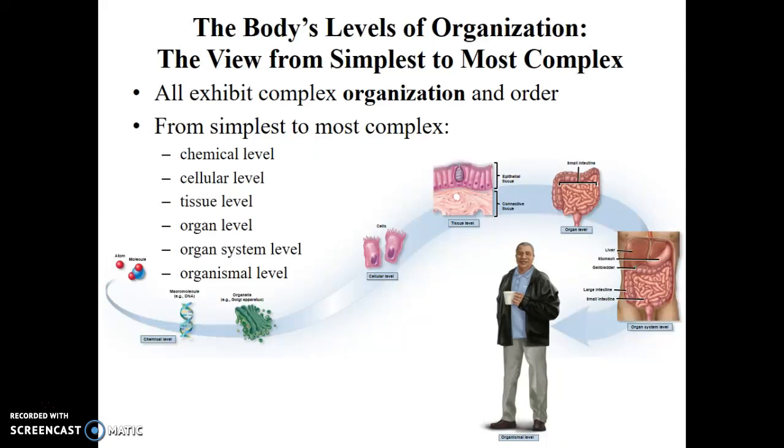And once we have a cell, we now have a living organism. Cells come together forming tissues. Tissues come together to form organs. Organs come together to form organ systems, and then the human has 11 organ systems, and that forms the organism itself.